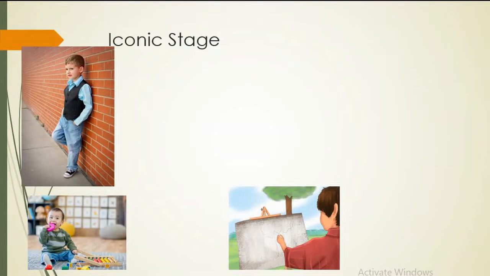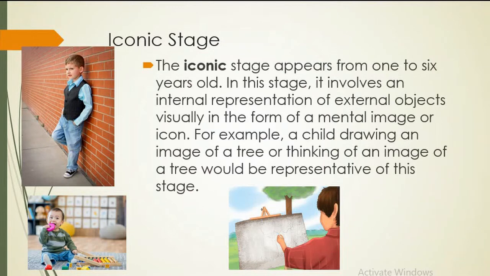Iconic stage. The iconic stage appears from 1 to 6 years old. In this stage, it involves an internal representation of external objects visually in the form of a mental image or icon. For example, a child drawing an image of a tree or thinking of an image of a tree would be representative of this stage.